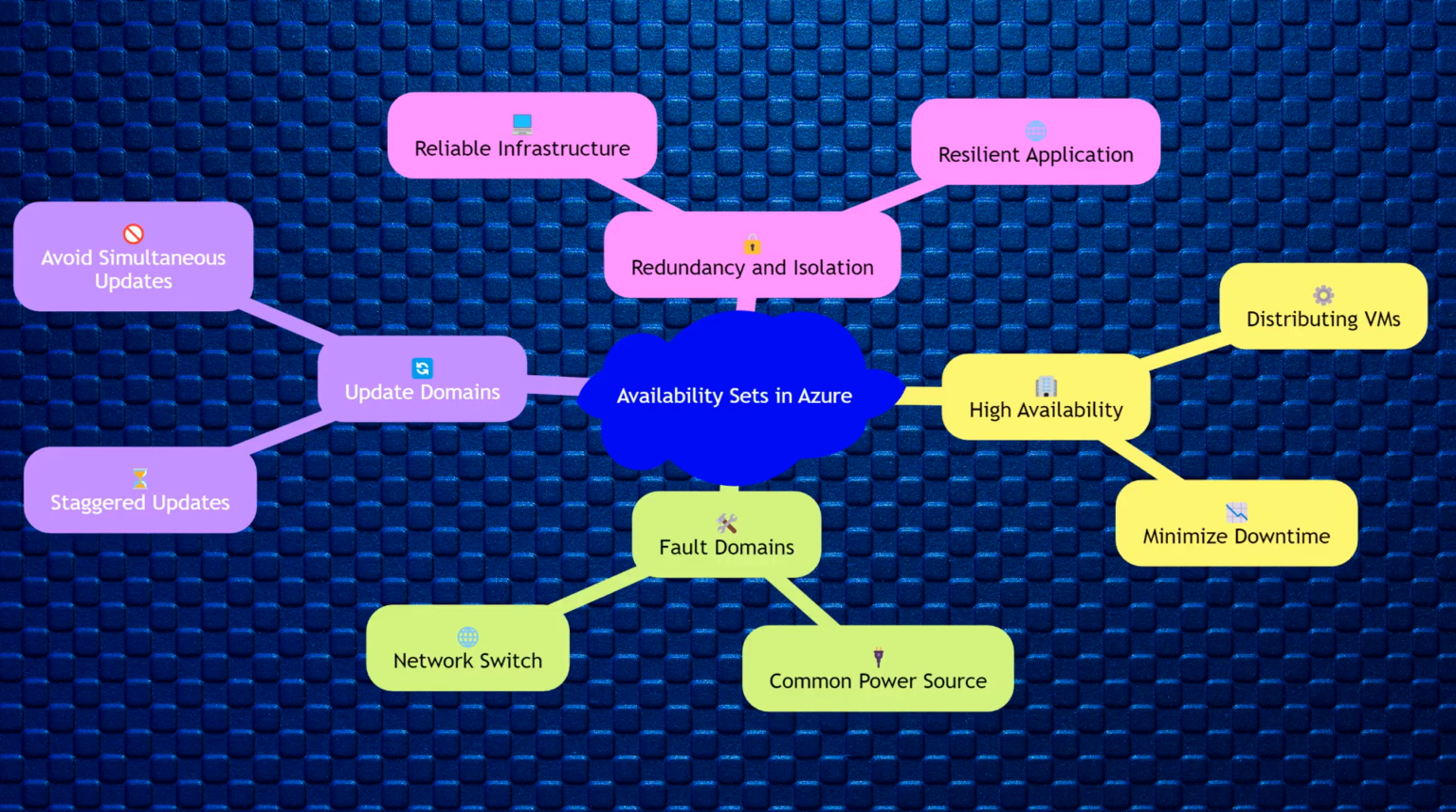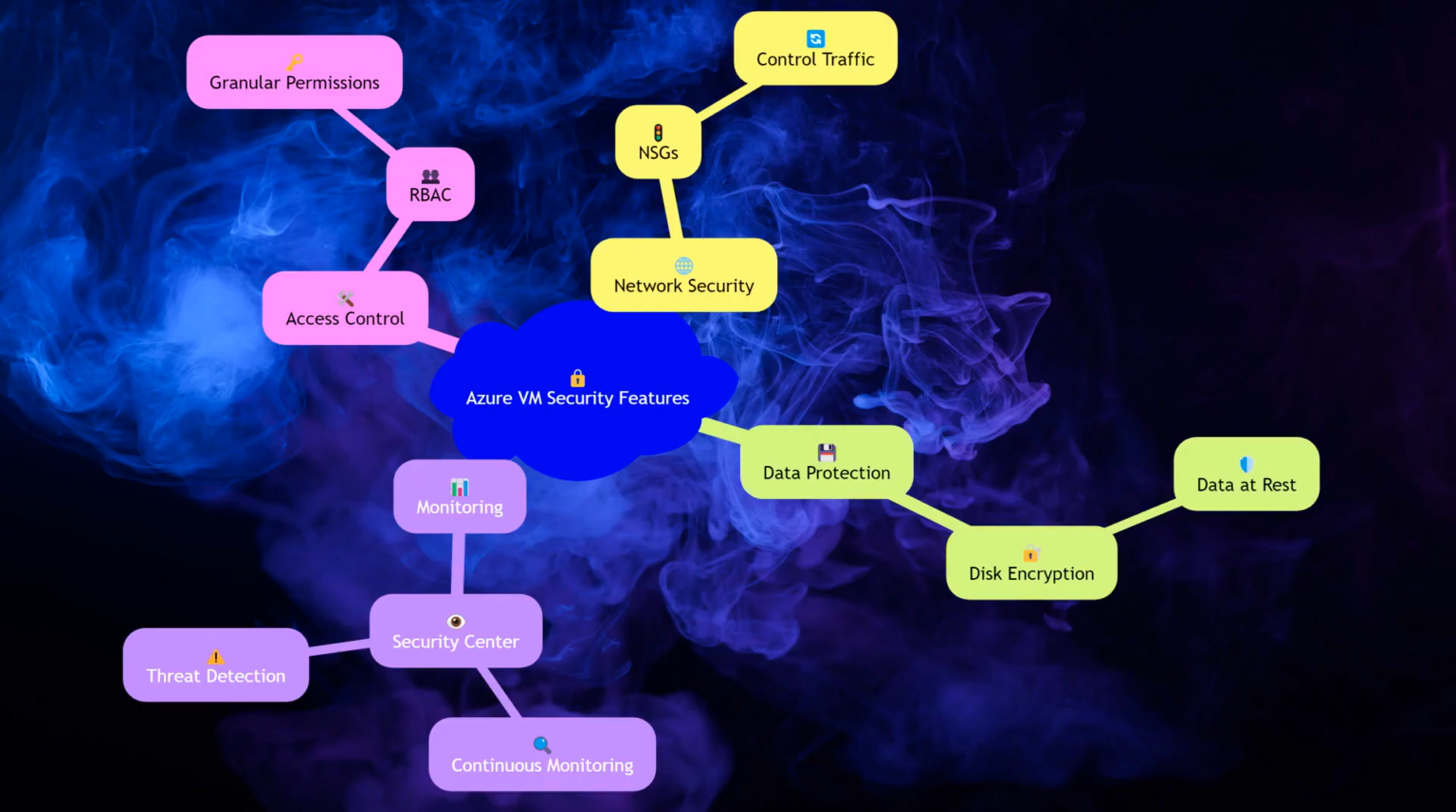Availability sets are essential for achieving high availability in Azure. By distributing VMs across multiple fault domains and update domains, they minimize the risk of downtime due to hardware failures or maintenance activities. Fault domains represent a group of VMs that share a common power source and network switch, while update domains ensure that not all VMs are updated simultaneously. This redundancy and isolation ensure that your application remains available even in the event of a failure, providing a reliable and resilient infrastructure.